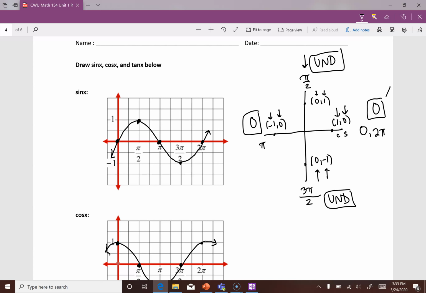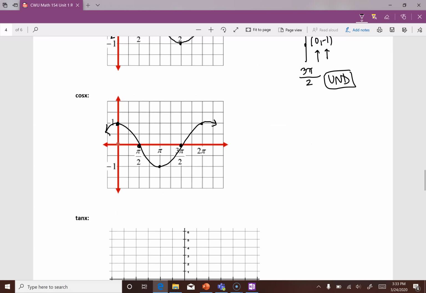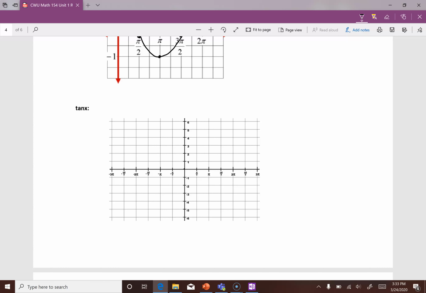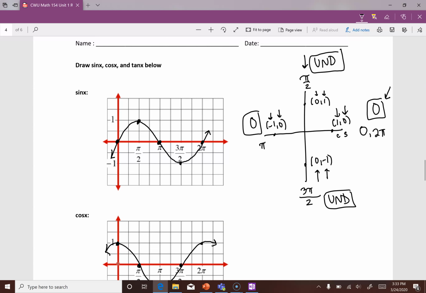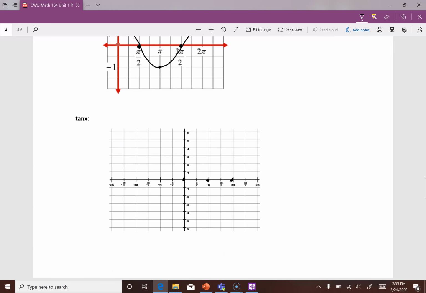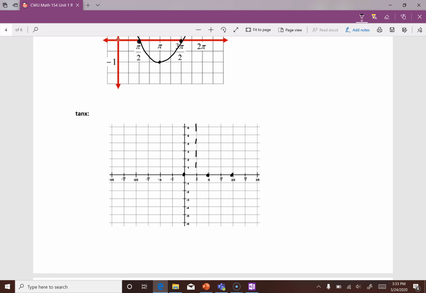Let's go ahead and graph the 0 and the 2 pi and the pi at 0. Okay, there's my 0, my pi, and my 2 pi at 0. And then let's go ahead and draw an asymptote at pi over 2 and 3 pi over 2. And you can see the pattern already, so we can go ahead and continue that. I'm going to continue it on this side as well.